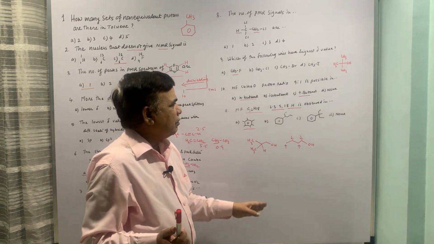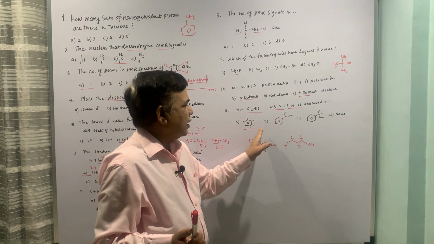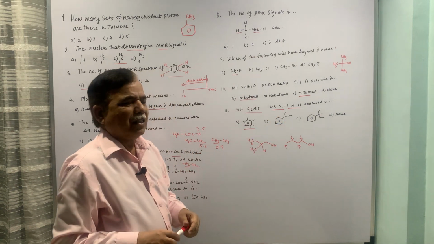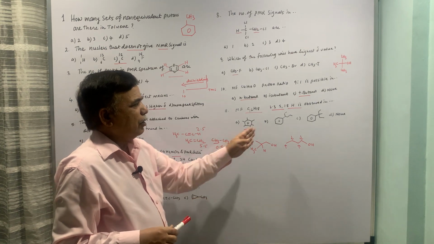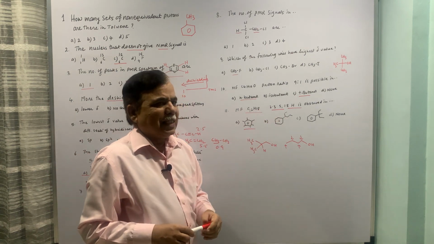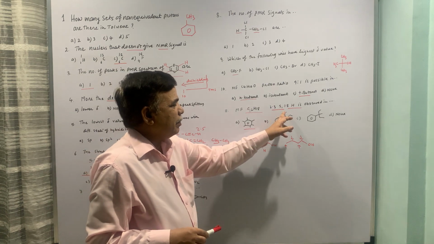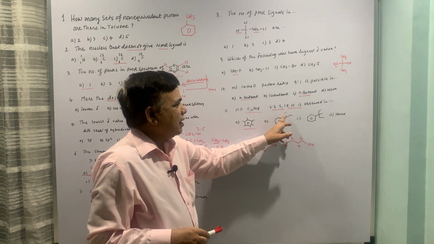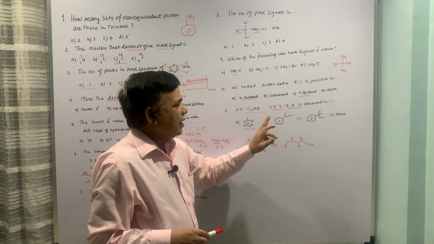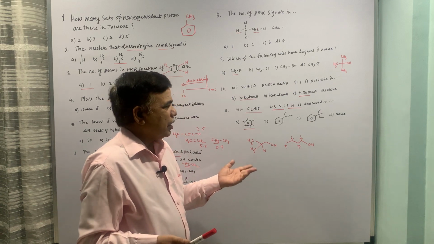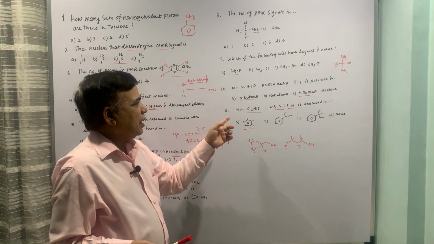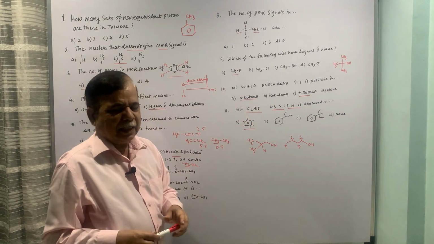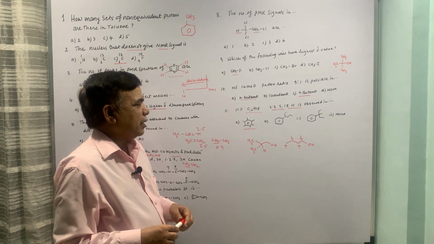The remaining compounds are isomeric compounds. Their molecular formula is the same, but they cannot give a singlet because the methyls are different, methylenes are different, methine is different. So although these compounds are isomeric, they are not going to guarantee a singlet in the proton NMR spectrum. Okay.